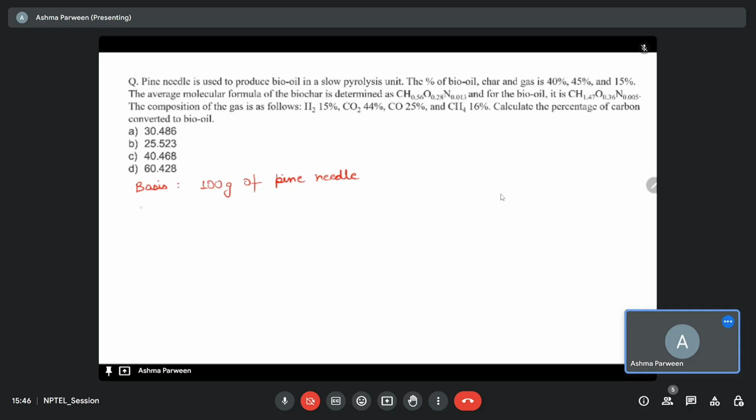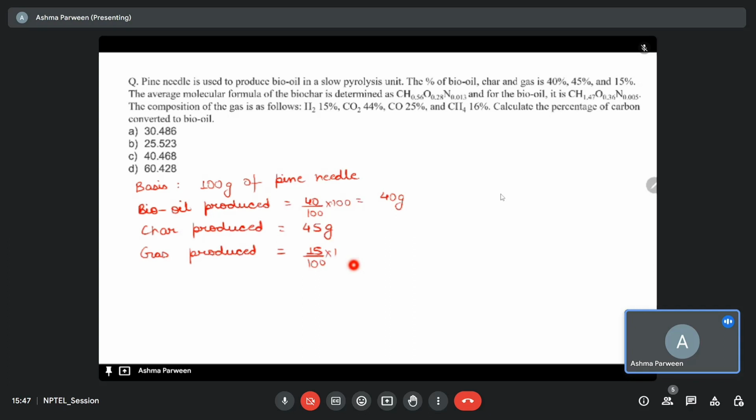Now let's find out the bio oil produced. It is given that 40% is the bio oil, so 40% of 100 will be 40 grams. Similarly, char produced is 45%, so 45% of 100 will be 45 grams. And last is the gas. Production of gas is 15%, so 15% of 100 will be 15 grams.